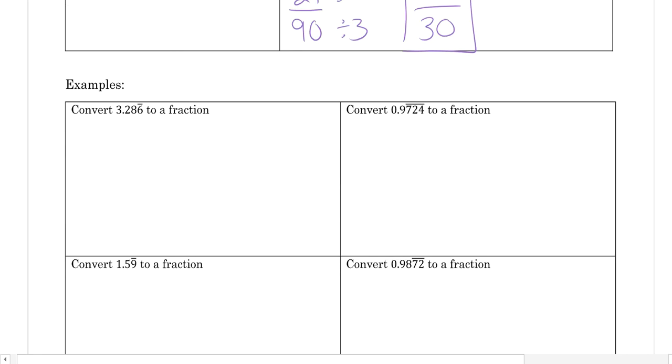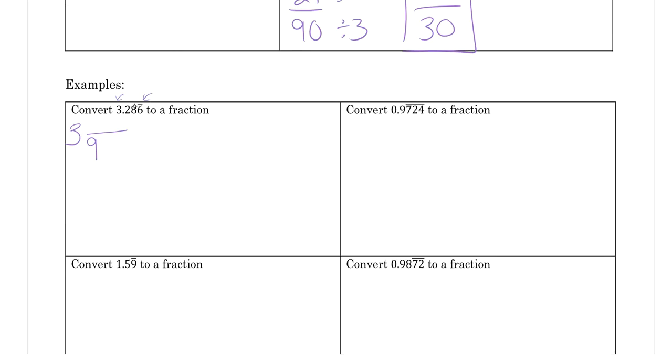So our first example is converting 3.286 repeating to a fraction. I notice that I have one digit repeating. The first thing I should notice is I have a whole number here, so I'm going to put that out in front and then write my fraction bar. I have one repeating digit, so I'm going to put a 9 in my denominator.